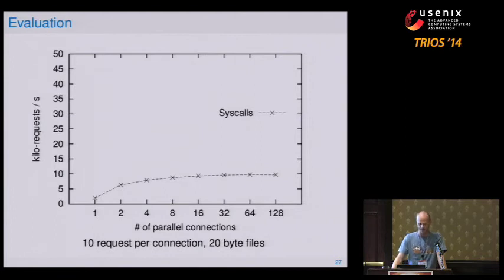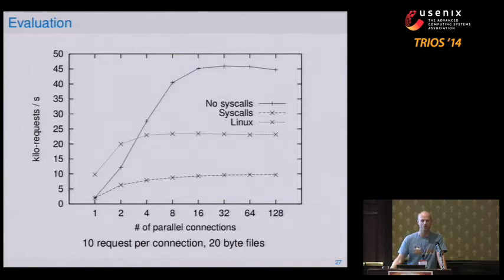In the next test, we request the same file, but we use a persistent connection to request the file 10 times per connection. And in this test, the throughput of the system doubles, and so it doubles for Linux. But when we're using the fast socket, it shoots up to 45,000 requests per second. Here we really take a huge advantage of not switching between the operating system and the application.